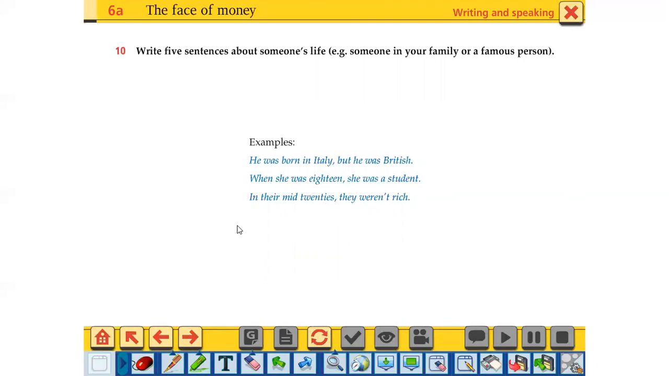You have to make 5 sentences about someone's life. Okay. It could be, puede ser su familia, un familiar o una persona famosa. Los ejemplos están aquí. Yes. Lo que importa es que tienen que practicar, ¿ok? Practice your English.